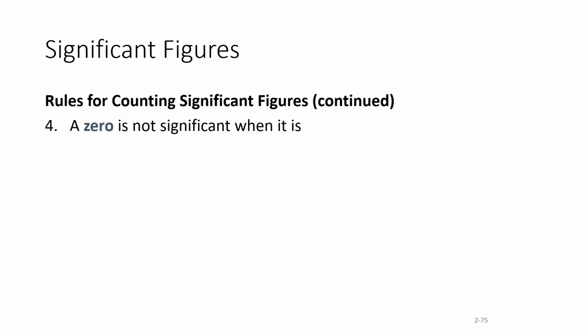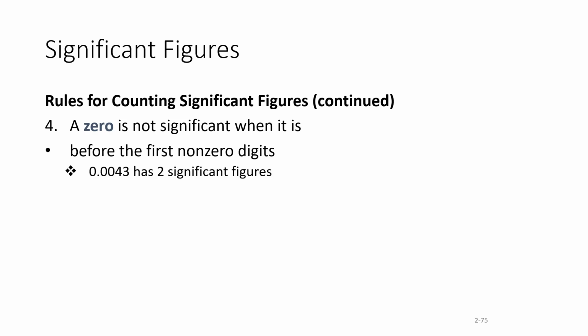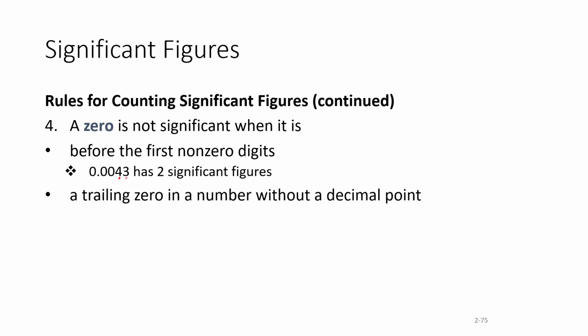A 0 is not significant when it is before the first non-zero digit. So here, 0.0043 only has 2 significant figures. So this one and this one are significant. What about a trailing 0 in a number without a decimal point? 2400 has 2 significant figures. If I would like to make those zeros significant, I'd have to add a decimal point. But as written, only the 2 and the 4 are significant.